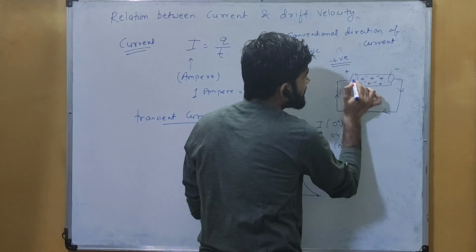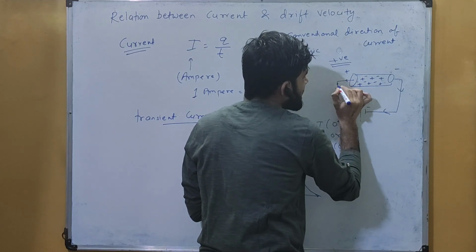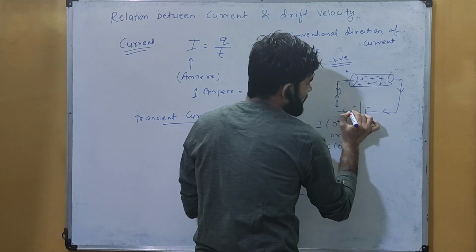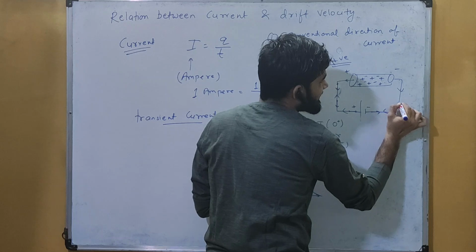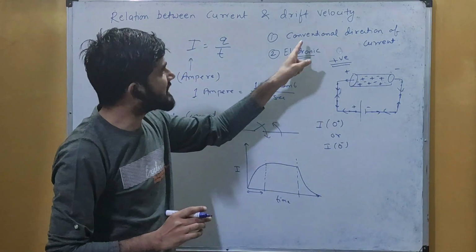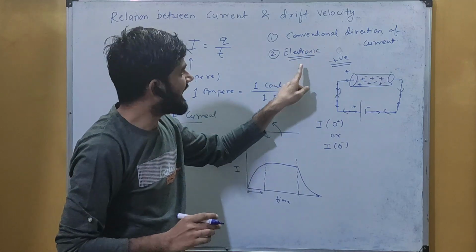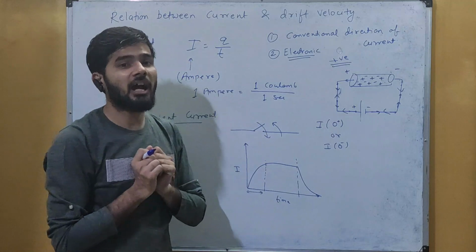तो यहाँ पर जो इलेक्ट्रॉन्स है these will move towards the positive side of the battery. So this will move in this direction. Here also they will move in this direction. So here you can see that the conventional direction and the electronic direction are exactly opposite to each other.